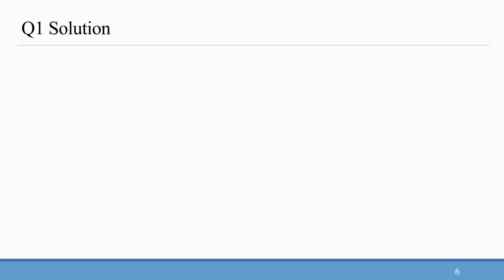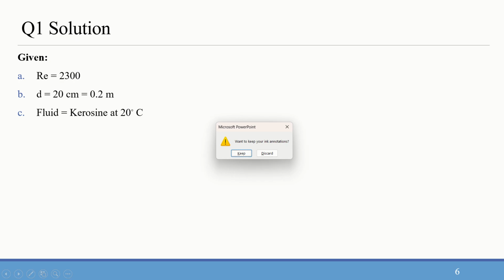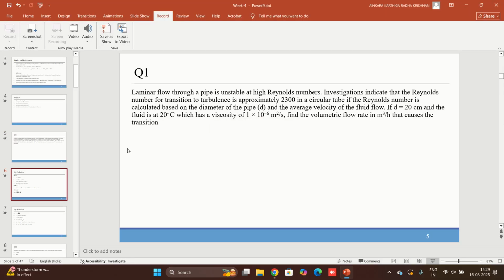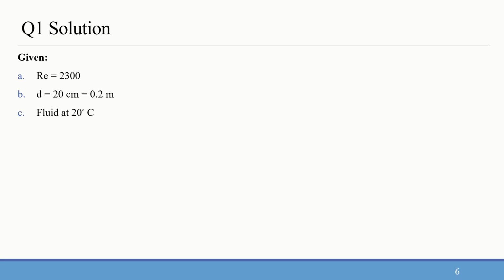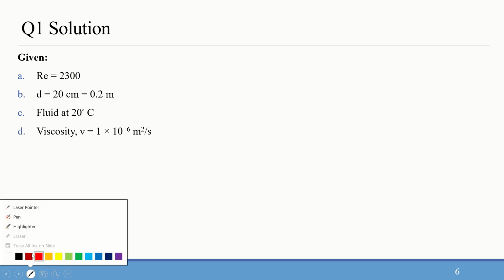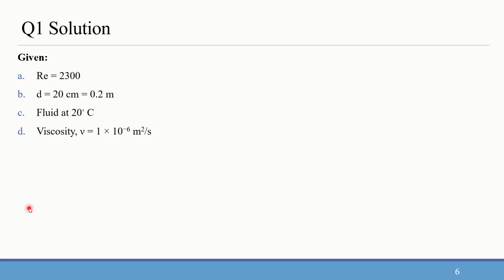So question 1, we will see first what is given. The Reynolds number is given as 2300, that is the Reynolds number at which the transition takes place from laminar to turbulent. Second, the diameter of the pipe is given as 20 centimeter and we are converting it into meter. Third, it is given the fluid is at 20 degrees Celsius. I'm just removing the mention of kerosene because kerosene's viscosity is not this value. And the viscosity is nu, which is 1 into 10 power minus 6 meter square per second.